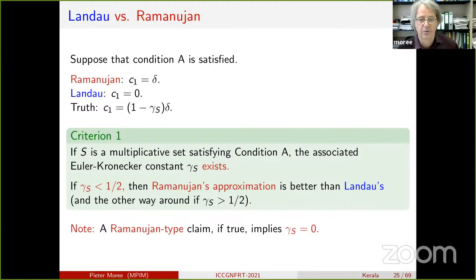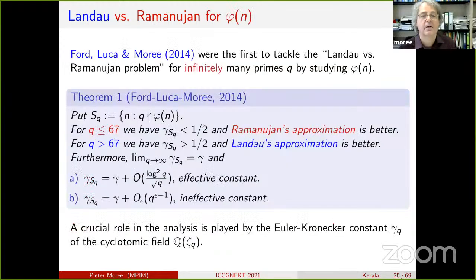Then you have to look further at higher terms. But I don't know of any such situation. So we are going to look at the situation for sums of divisor functions, this sigma kn, that appear as Fourier coefficients of Eisenstein series. But a more baby example of this is the Euler totient function.